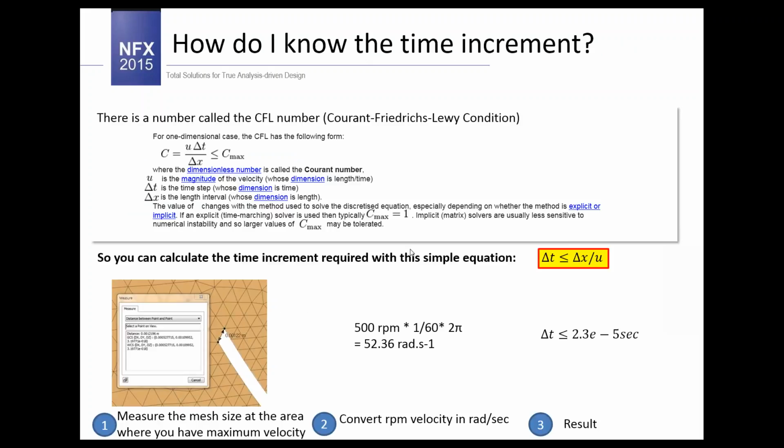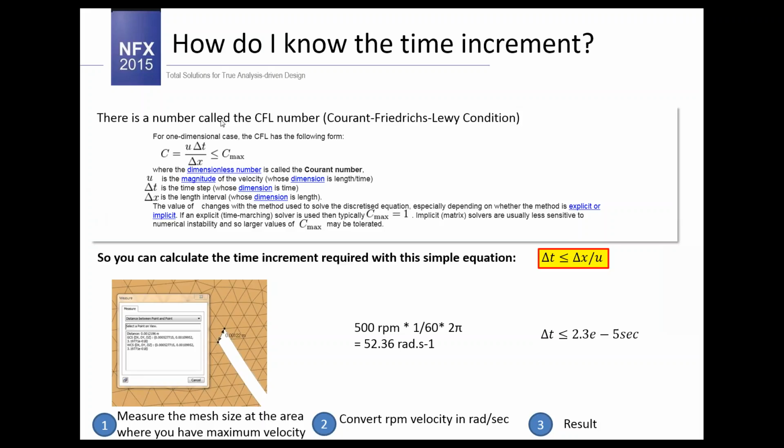Now, a more advanced question is, how do I know the time increment I have to use for this analysis? I was saying that you need a very small time increment, but this is pretty vague. So how do you actually know which time increment you need to get convergence? There is a number called the CFL number, the Courant-Friedrichs-Lewy condition.